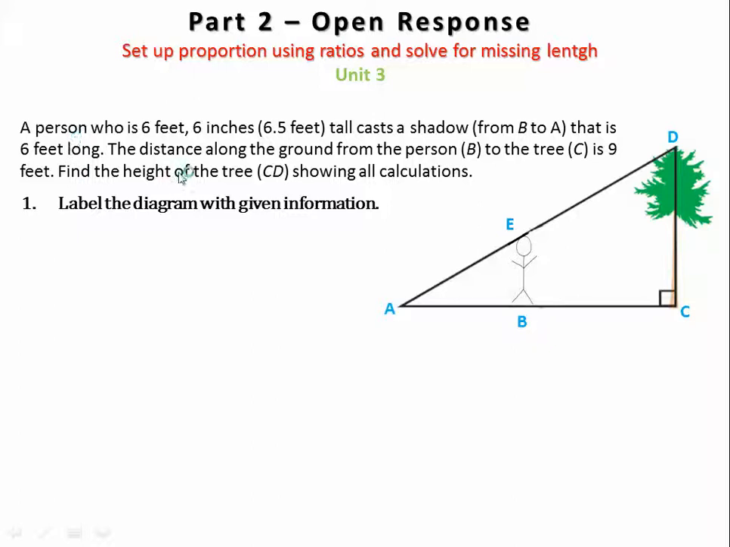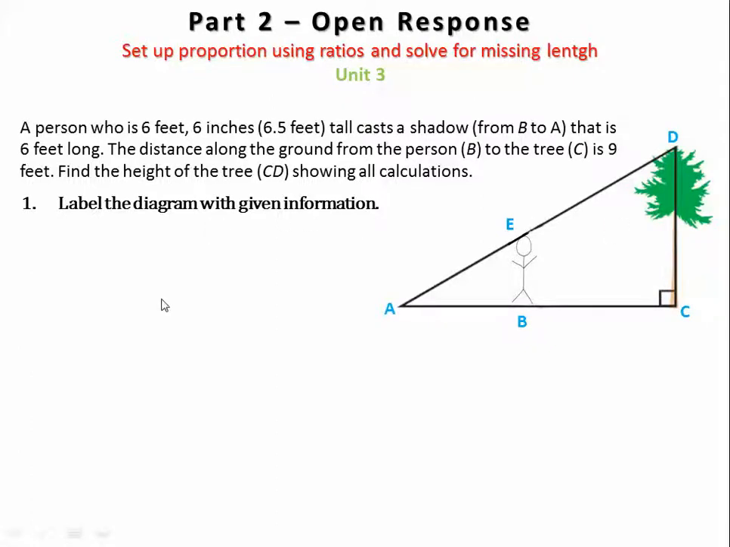It says a person who is 6 feet 6 inches, which would come out to be 6.5 feet tall, casts a shadow from B to A. So look right here, I'm starting with this person at point B, and his shadow goes all the way to point A. And that's going to be 6 feet long. The distance along the ground from the person, which is point B, to the tree is going to be 9 feet. They want us to take that information and find the height of the tree.